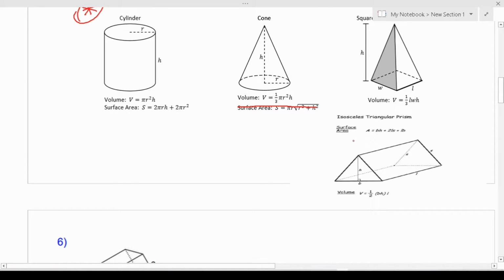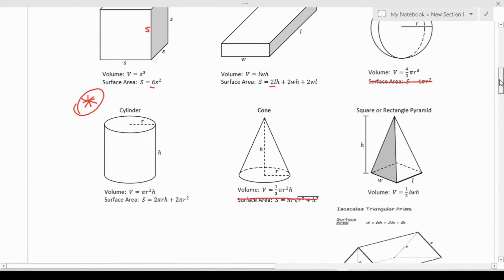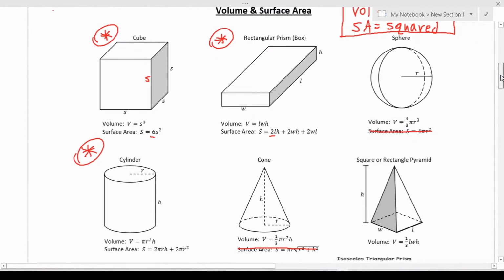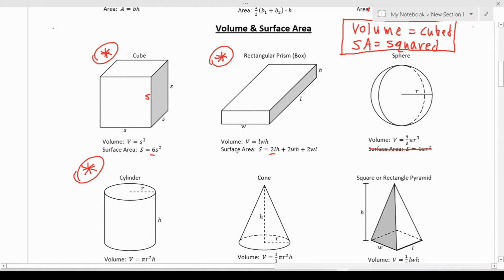And surface area is base times height plus 2 length times side plus length times base. Okay, so if you'd like to, I would write down these formulas.